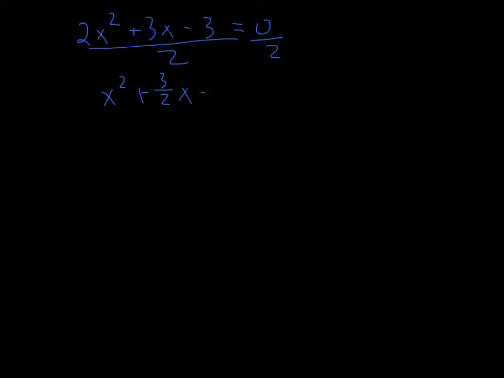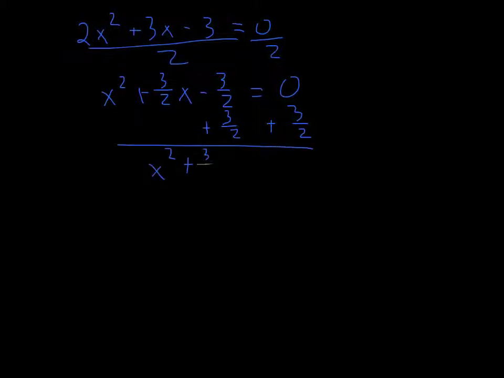Okay, next one. 2x² + 3x − 3 = 0. Well, I said before, you can't do this if you have something other than a 1 in the front. So we're going to divide everything by 2, both sides. So now you have x² + (3/2)x − 3/2, and 0 divided by 2 is still 0. That one's a little ugly, so let's add 3/2. So x² + (3/2)x = 3/2.